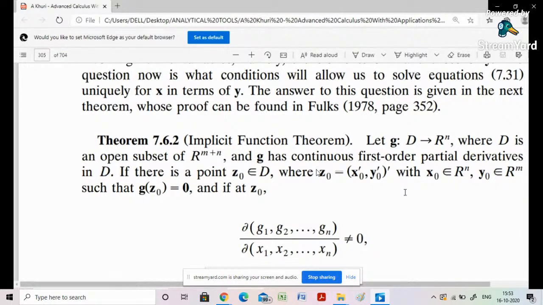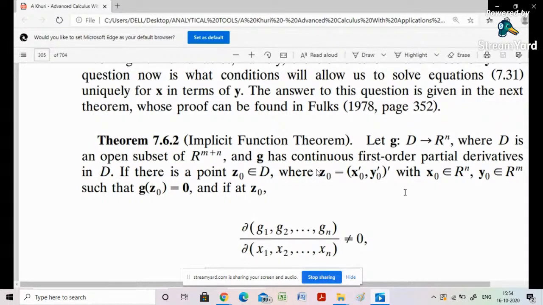Next, suppose there exists a point z0 belonging to D, where z0 equals (x0, y0), with x0 belonging to R^n and y0 belonging to R^m, such that g(z0) equals 0. So that point satisfies the equation. That point is a point on the curve g(z) equals 0. That means the point satisfies the equation g(z) equals 0. So g(z0) equals 0.